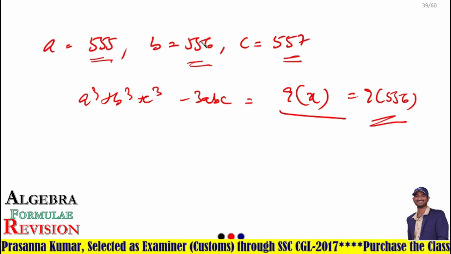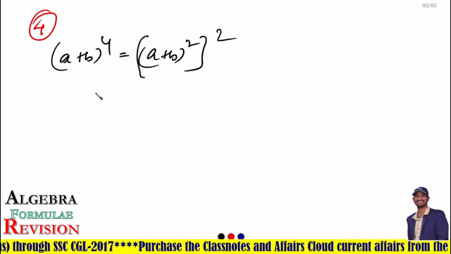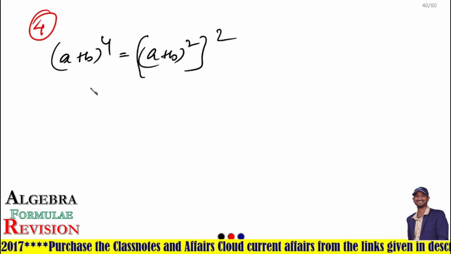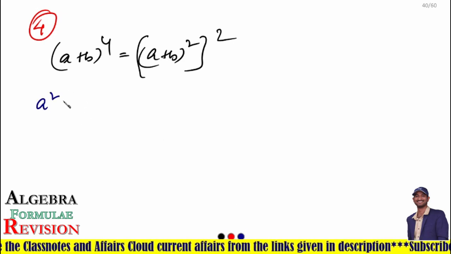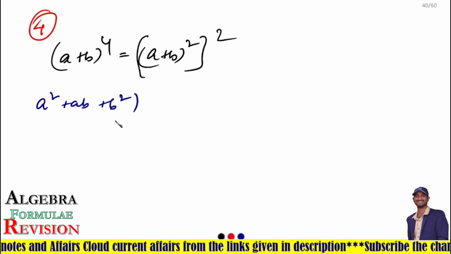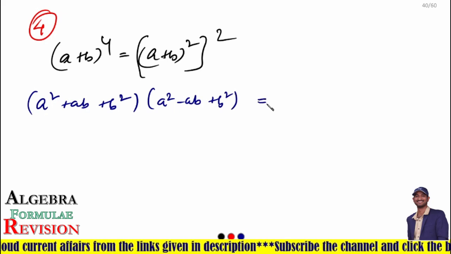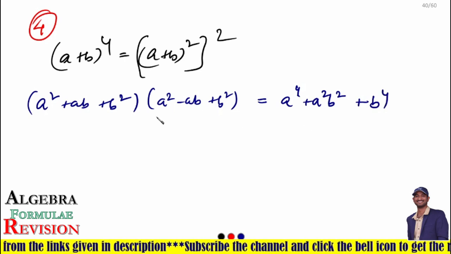Okay. Next, fourth degree identities. What are those identities? (a plus b) power 4 is simple, (a plus b) whole square, and again you have to square. Similarly, (a minus b) whole to the power of 4 is (a minus b) whole square to the square. So I don't want to tell you that. But the important thing here is (a square plus ab plus b square) into (a square minus ab plus b square) is always equal to a power 4 plus a square b square plus b power 4.